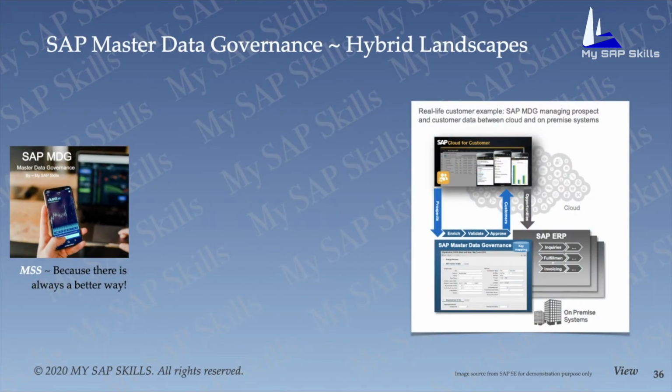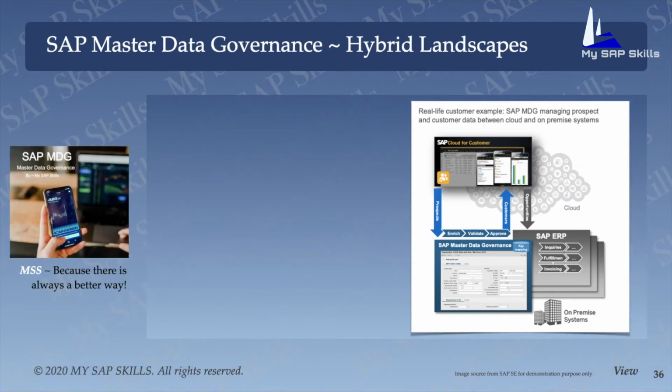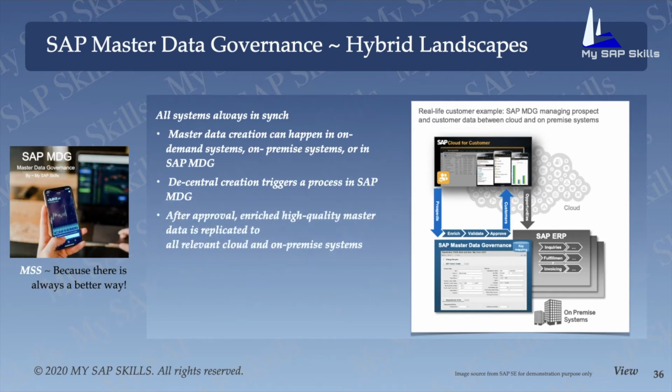Here, in this section, we will discuss hybrid landscapes of SAP Master Data Governance. The key advantage of a hybrid landscape is that all systems are always in sync. Master data creation can happen in on-demand systems, on-premise systems, or SAP MDG. The central creation triggers a change process in SAP MDG. After valid approvals, enriched high-quality master data is replicated to all relevant cloud and on-premise systems.